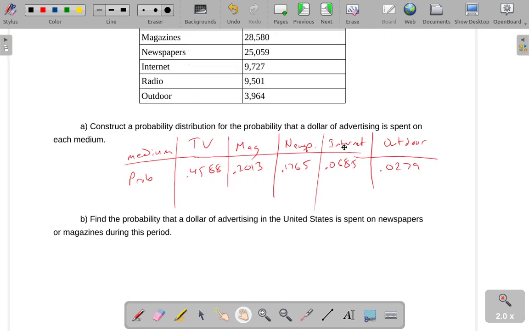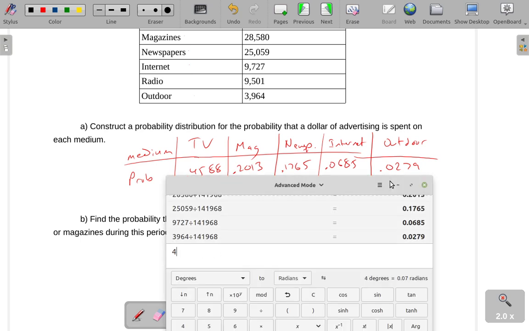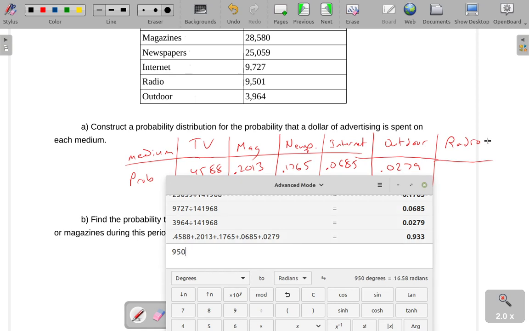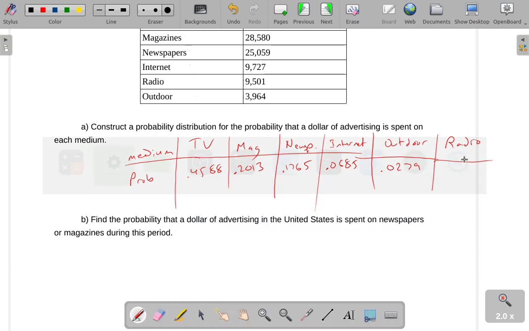Like I said, it just gives us all the different things that the money could be spent on with the corresponding probability. I could check here that everything adds up correctly. Let's try this. 0.4588 plus 0.2013, 0.1765, 0.0685, and 0.0279. And you notice they don't quite add up. That's because I forgot radio. Let's add that on there. 9501 divided by 141,968. That's 0.0669.